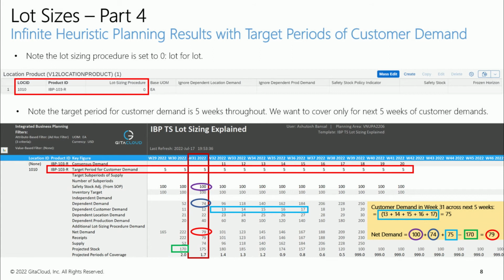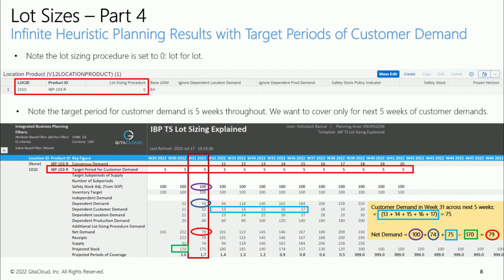Let's focus on week 31 again. Demand for the next 5 periods, week 32 to 36, is 75 units. Additional lot sizing demand is shown as 0, given the lot for lot procedure. Net demand is calculated as before. We add inventory target of 100, to the dependent demand of 74, and the customer demand of 75 units. We then subtract 170 units of projected stock from week 30, to arrive at the net demand of 79 units.